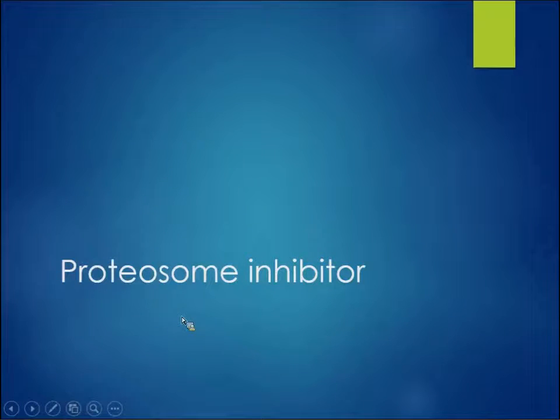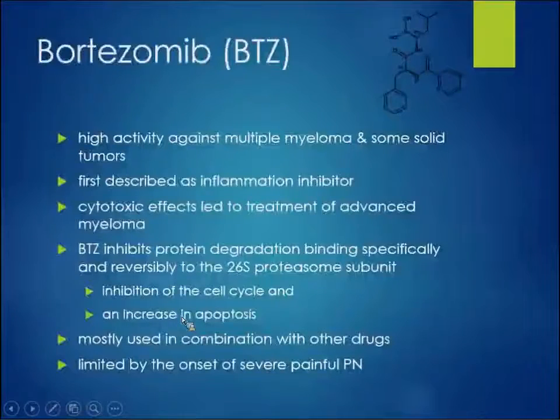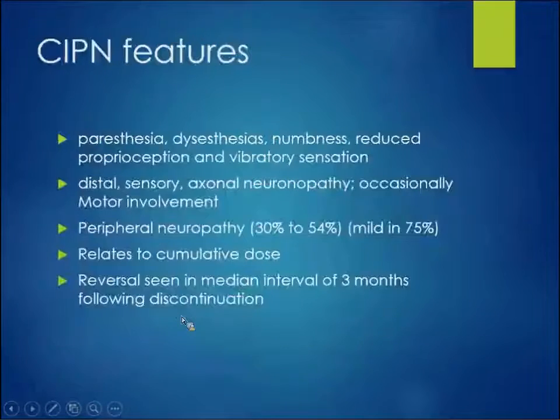The last category I'm going to talk about is the proteasome inhibitor, bortezomib. This is very useful against multiple myeloma and is also used with some solid tumors. Initially it was an inflammation inhibitor, but evidence for the cytotoxic effects of it led to the treatment in advanced myeloma. It will inhibit protein degradation, binding specifically and reversibly to the 26S proteasome subunit, causing inhibition of the cell cycle and apoptosis. This is used most commonly with other agents and is significantly limited by the onset of severe painful neuropathy.